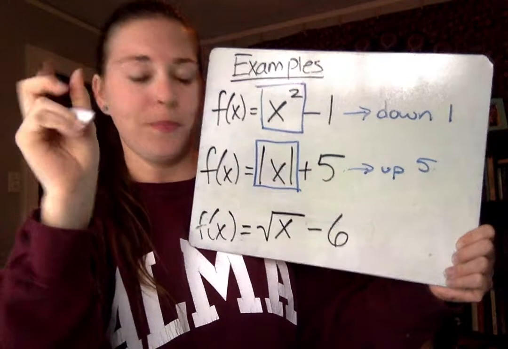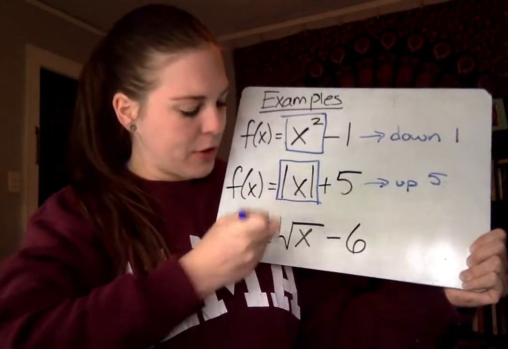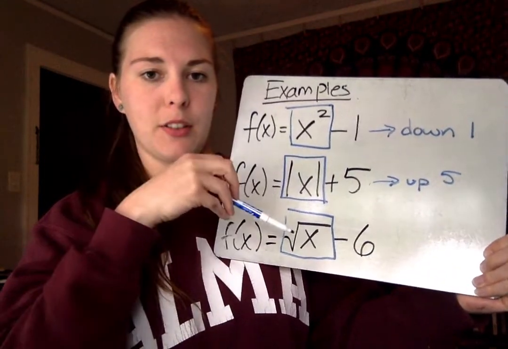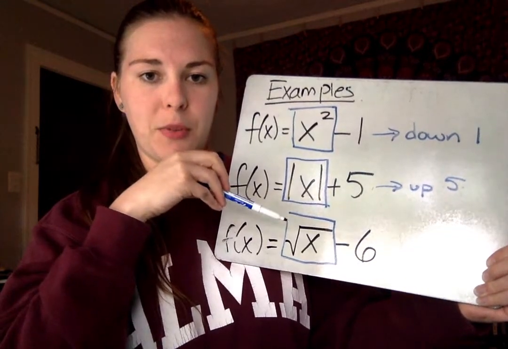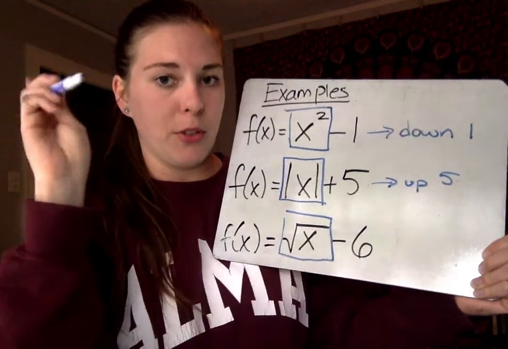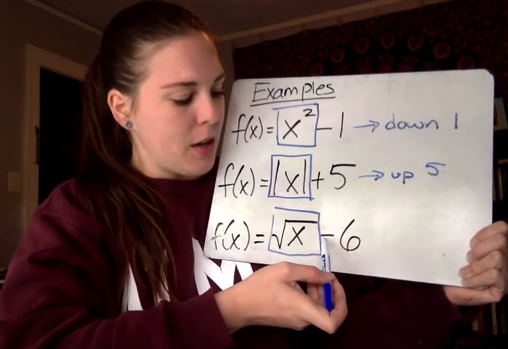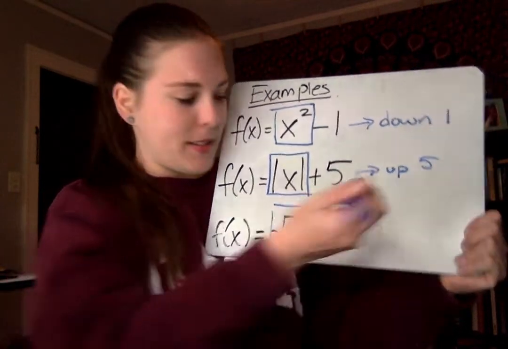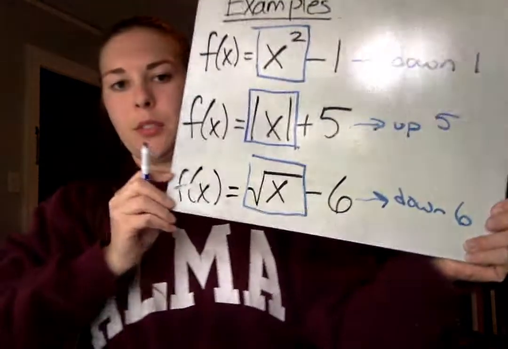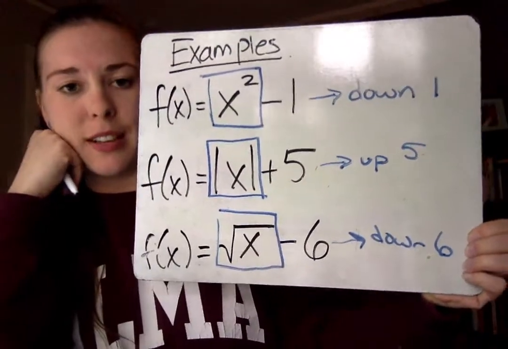All right, one more. I don't have a quadratic or an absolute value. This time I actually have a radical or a square root. Okay, that's one of those other parent functions that I said we would focus on. And I'm subtracting at the end, which means that we're talking about vertical down motion. So I have a transformation of down 6. Okay. So those are 3 different examples, and you can expect similar questions on an assessment.